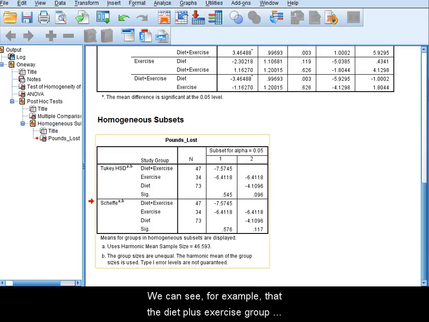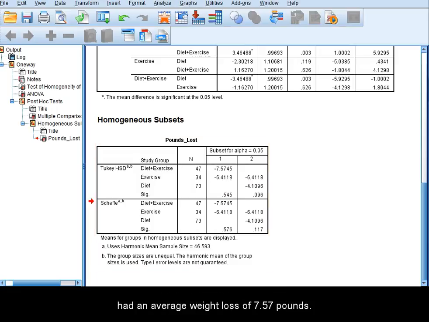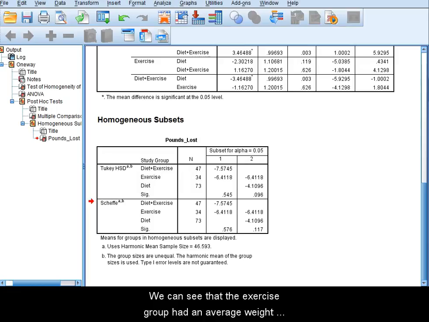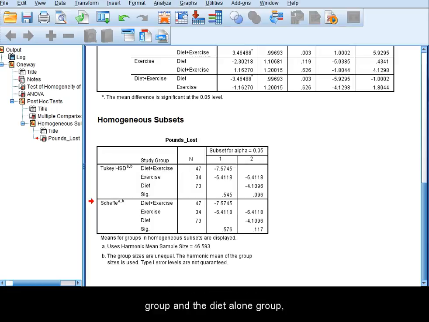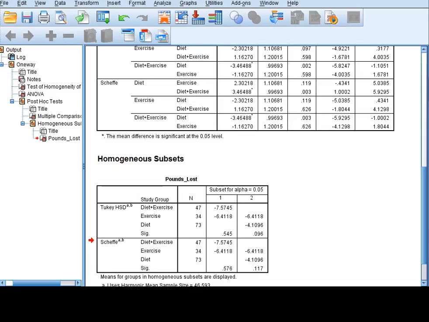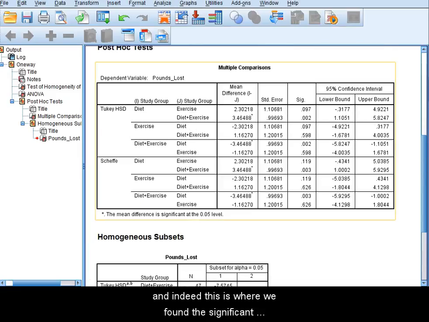We can see, for example, that the diet plus exercise group had an average weight loss of 7.57 pounds. We can see that the exercise group had an average weight loss of 6.41 pounds. And the diet alone group had an average weight loss of 4.10 or 4.11 pounds. The biggest difference is between the diet plus exercise group and the diet alone group. And indeed, this was where we found the significant differences in our post hoc tests.